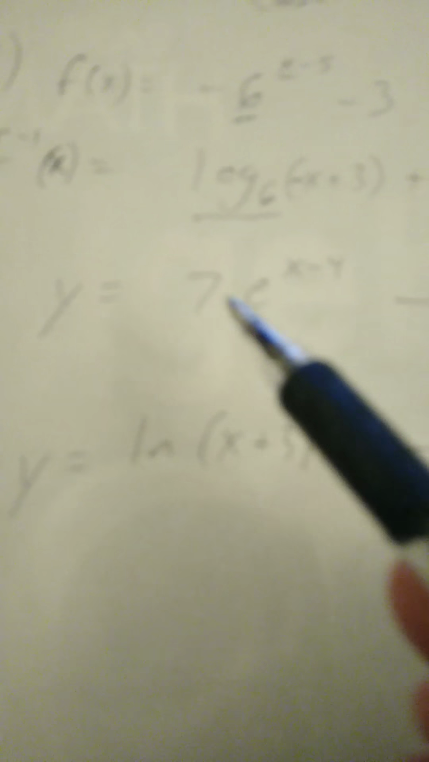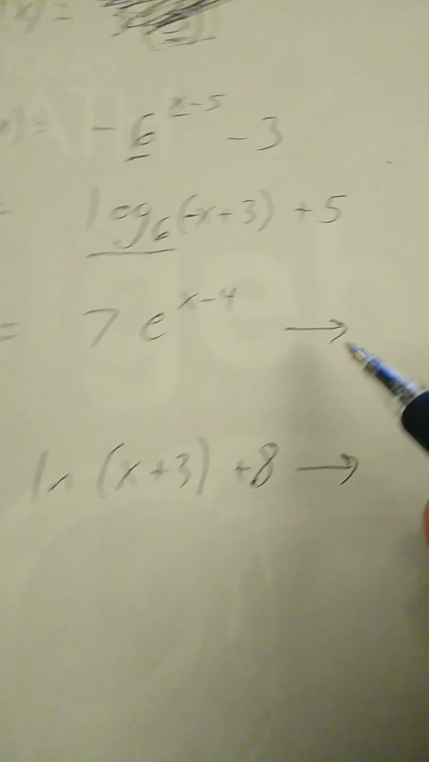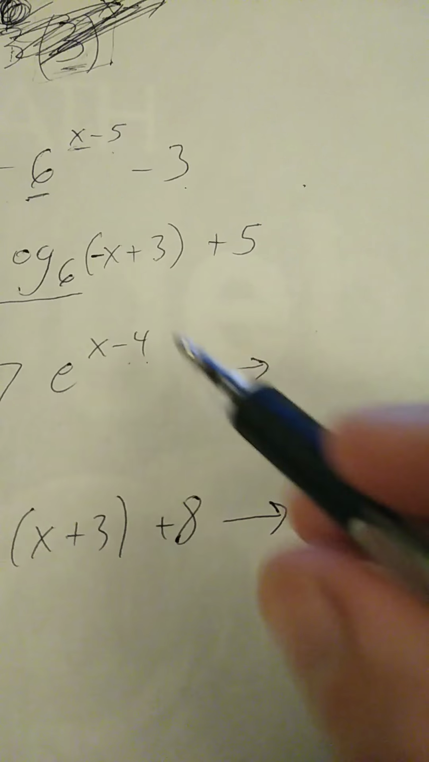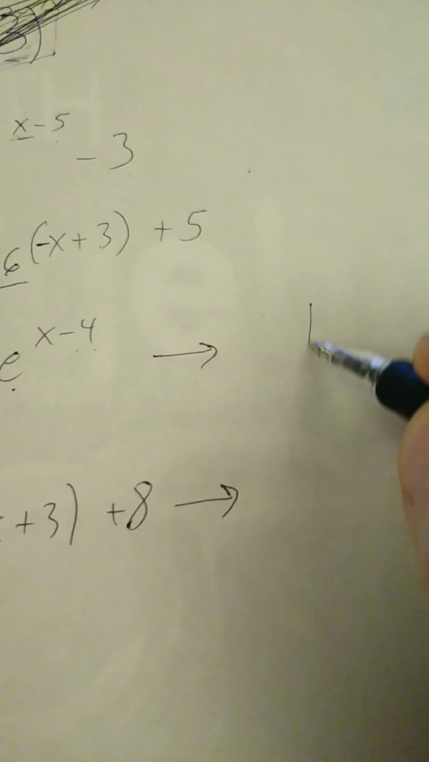So let's walk through this next one. 25 is y equals 7e to the x minus 4. So e, that's an exponential in base e. So I want log base e, which is ln x.